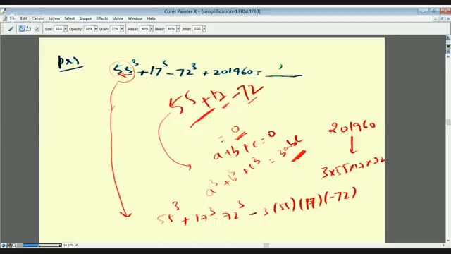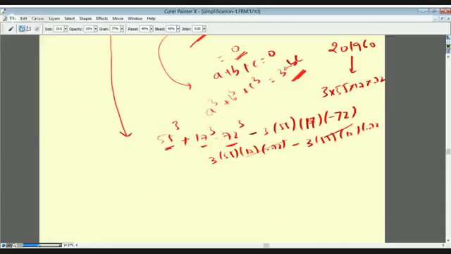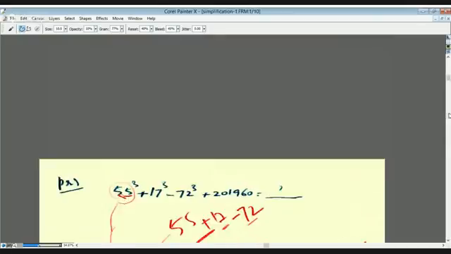So what it is, a cube plus b cube plus c cube. This is nothing but 3abc, 3 into 55 into 17 into minus 72. Here again the same thing is given already, 55 into 17 into minus 72. So what will be your answer when the same things are given? When you are subtracting the same things, you will get the answer as 0. For this kind of problem there will not be any great logic, directly you'll get the answer as 0.